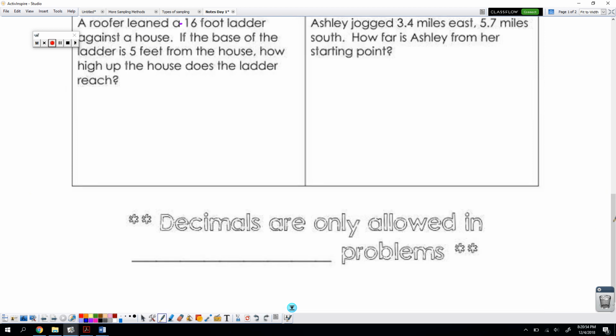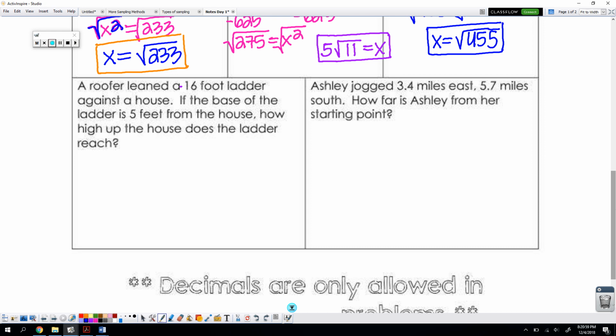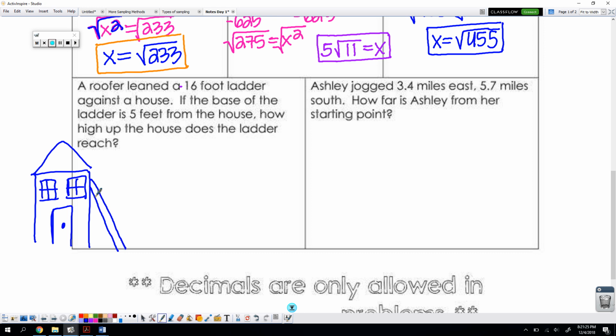All right. Now let's move on to the next question. So the next question is we kind of need to draw a picture. So it says a roofer leaned a 16-foot ladder against a house. So I'll try my best. Here's a house. Great work, Miss Bean. Beautiful. Great. Okay, we'll have 2. All right, wonderful. So it says it leans a 16-foot ladder against the house. So here's my ladder. All right, it says that that's 16.